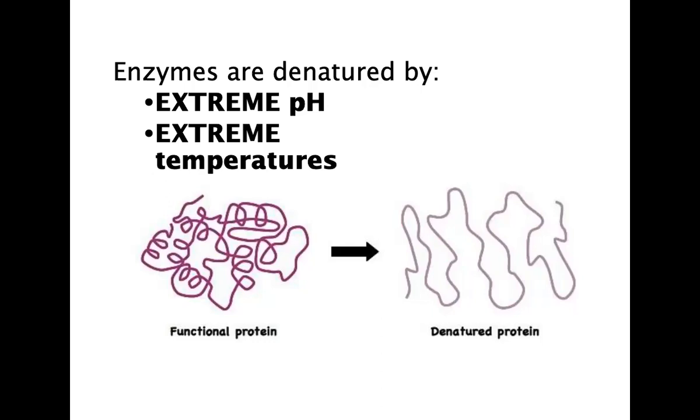Enzymes can be denatured by the following things: extreme pH and extreme temperatures. Okay, salinity content also plays a role, but these are the 2 major ones: extreme pH or extreme temperature. So if we were to add a whole lot of heat to an enzyme, it will make it change its shape. Okay, extreme temperatures.